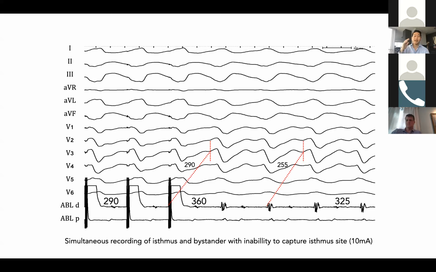So this is a simultaneous recording of an isthmus that you can't capture, but you actually capture the larger component of the bystander. It fundamentally highlights where sometimes we can't selectively dial in the electrogram of interest. We don't care about the one that's in the QRS. I wouldn't care about that. I'm interested in the one that's in diastole. But I can't capture that one because the amplitude is so small. So that's actually a pitfall of entrainment mapping: sometimes you can't even capture the electrogram of interest.